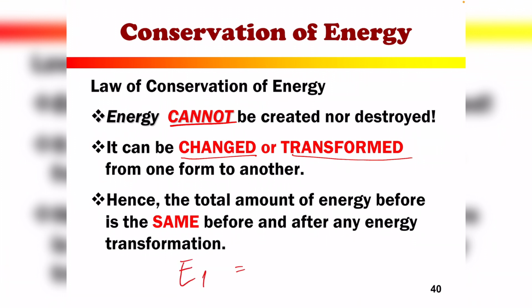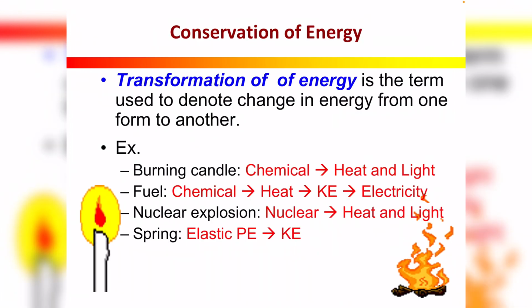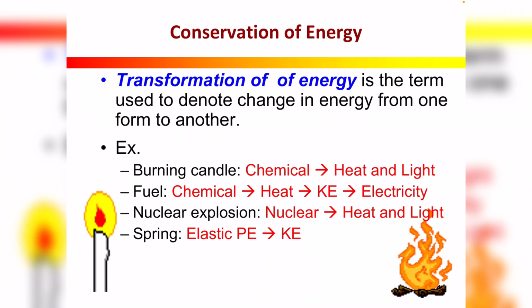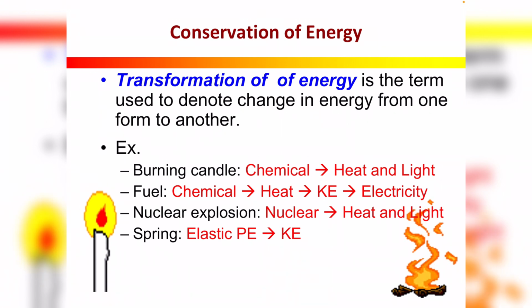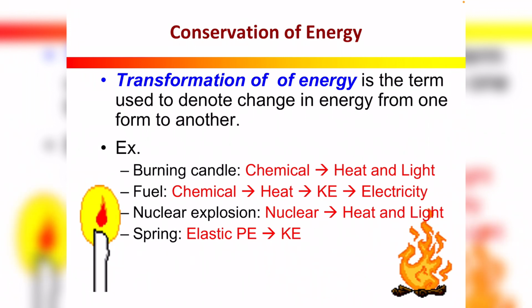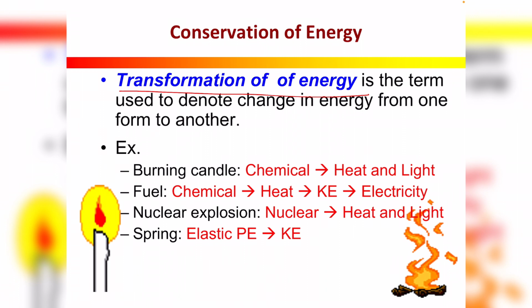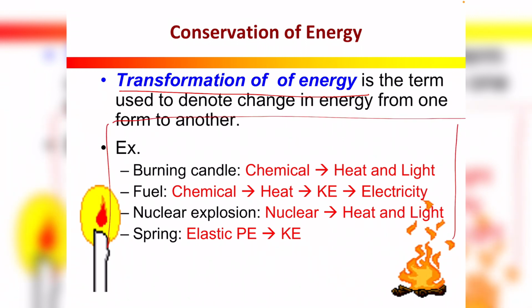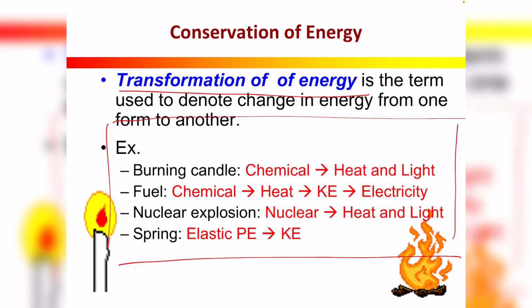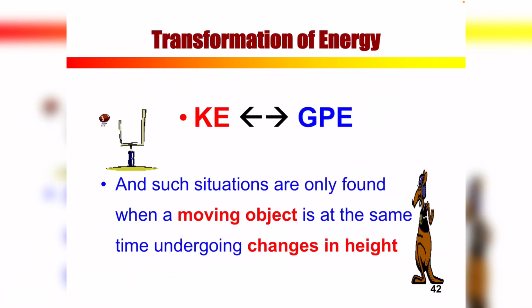E1 is equal to E2. E1 represents the initial stored energy in the object, while E2 represents the final energy stored in the object. So these things happen all of the time. So the term that we use to denote the change of energy from one form to another is what we call transformation of energy. And here are some examples. Did you understand? Very good.